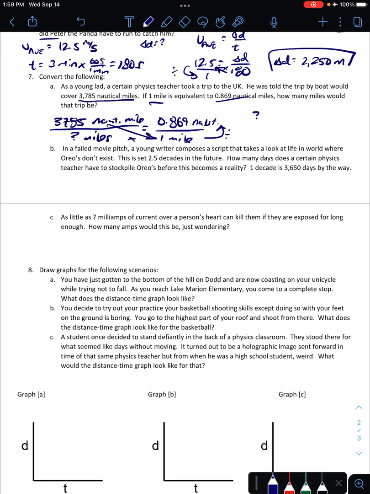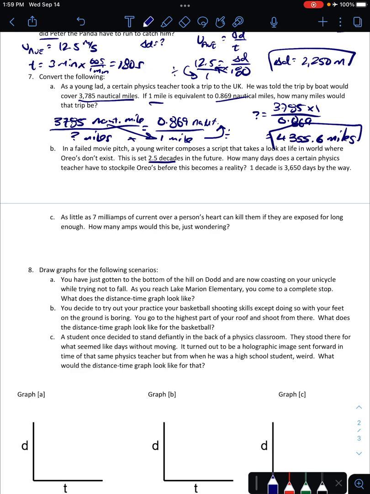All right, cross multiply and divide. So my unknown will be equal to 3785 times 1 divided by 0.869. So this should be 3785 divided by 0.869, which should be 4355.6 miles.